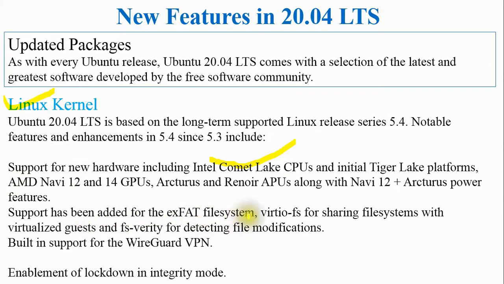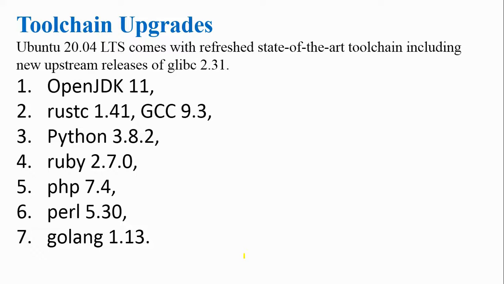And also support has been added for the exFAT file system, and you can see lots of things came new here, and built-in support for WireGuard VPN, enhancement of lockdown in integrity mode, and toolchain upgrades. Okay, so Ubuntu 20 comes with a refreshed state of the art toolchain, including new upstream release of glibc 2.31, like OpenJDK 11, RUSTC 1.41, and these are for server use basically. Okay, these are not useful for desktop operating system.